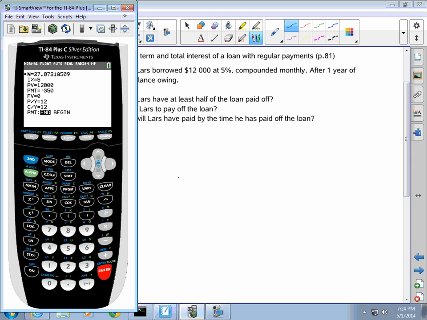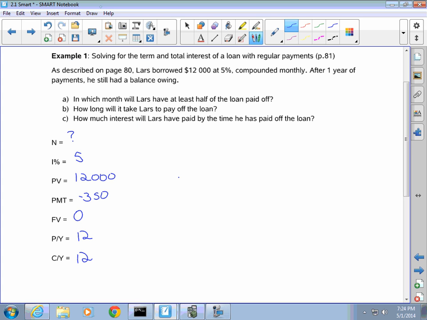Okay, so it was 37.07, so it's about 38 months. Part A asked, in which month will Lars have at least half of the loan paid off? So if it's 38 months to pay off the loan, then about halfway is going to be 19 or about 20 months.